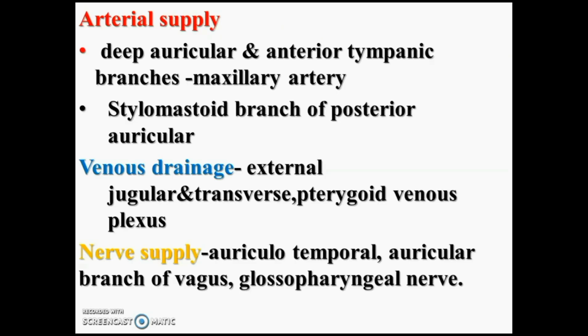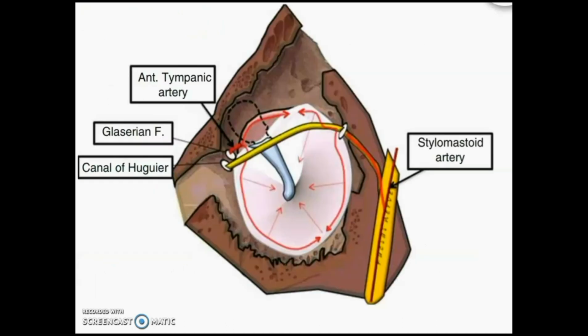Arterial supply: the cuticular part is supplied by the deep auricular branch of the maxillary artery, whereas the mucosal part is by the anterior tympanic branch of the maxillary artery. Even the stylomastoid branch will supply that. Venous drainage is by the external jugular, transverse sinus and pterygoid venous plexus. Nerve supply: the cuticular part is by the auriculotemporal and auricular branch of vagus. The mucous part is by the glossopharyngeal nerve.